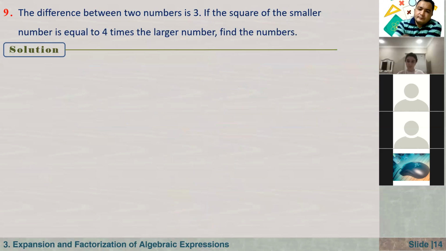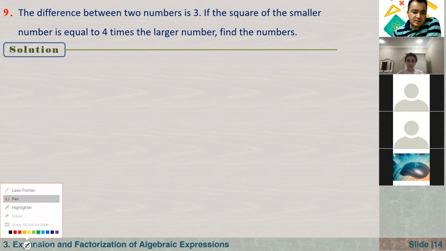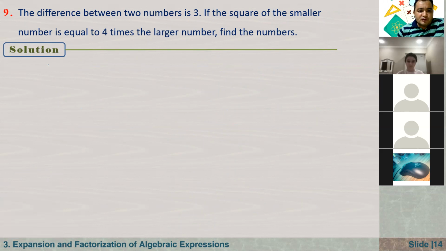Okay, let's continue. The difference between two numbers is 3. Now, I think this kind of question must be a piece of cake for you. So that means if the first number is y, the second number should be y plus 3. If the square of the smaller number is equal to 4 times the larger number.